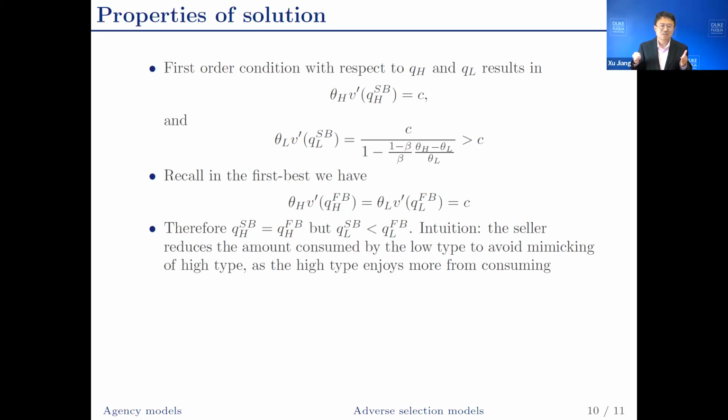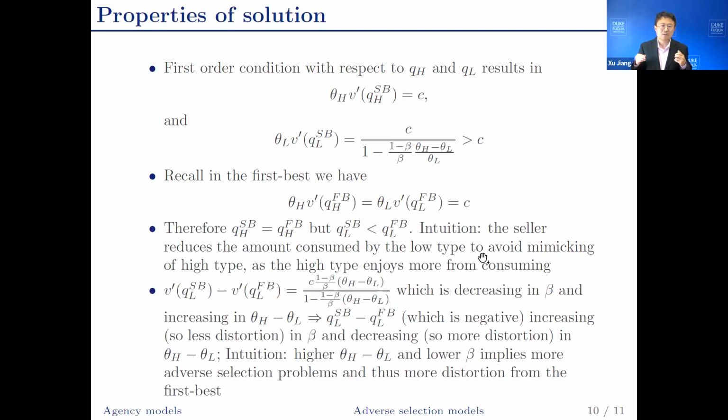The seller is going to reduce the amount offered to the low type to avoid mimicking by the high type. Because the high type enjoys consuming more, they want to consume more goods. That's why for the low type, you make them consume less, so the high type is not willing to mimic the low type. And we can also see distortion is going to decrease in beta and increase in C_H minus C_L. And here is the intuition.